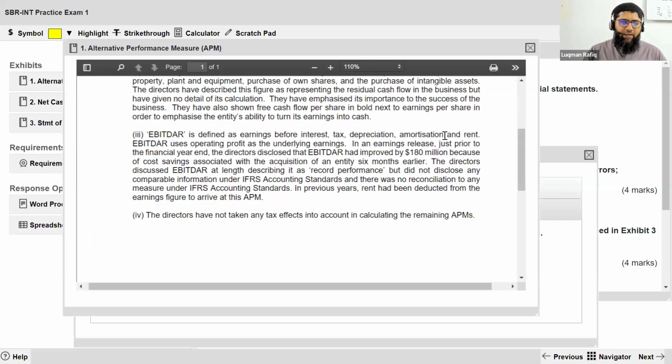EBITDA is defined as earnings before interest, tax, depreciation, amortization, and rent. It uses operating profit as underlying earnings. In an earnings release just prior to the financial year, the directors disclosed this has improved to 180 because of the cost savings associated with the acquisition of an entity 6 months earlier. Directors discussed at length record performance but did not disclose any comparable information under IFRS. Directors have not taken tax effect into account in calculating the remaining APMs.